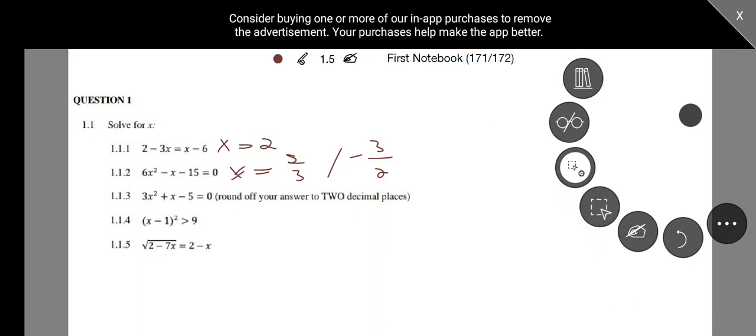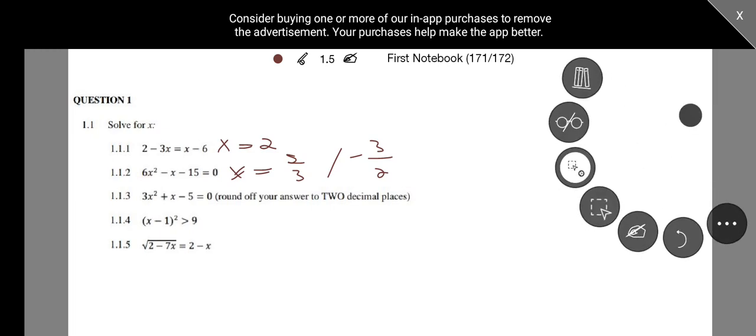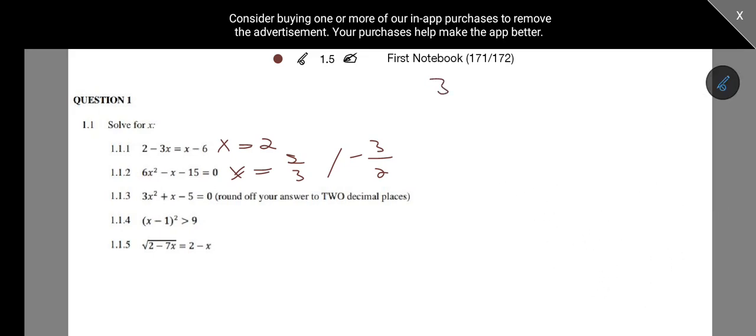Right, so how do you know you're supposed to use the quadratic formula? They told you to round your answer to 2 decimal points, and make sure you round your answer to 2 decimal points, because if you round to 3, your answer is wrong. So it says 3x squared plus x minus 5 is equal to 0, and we must apply the quadratic formula.